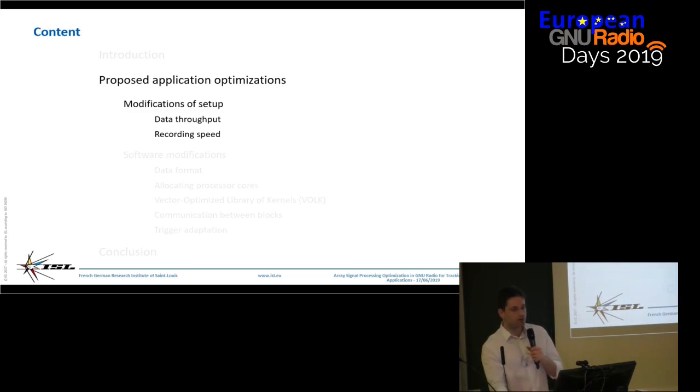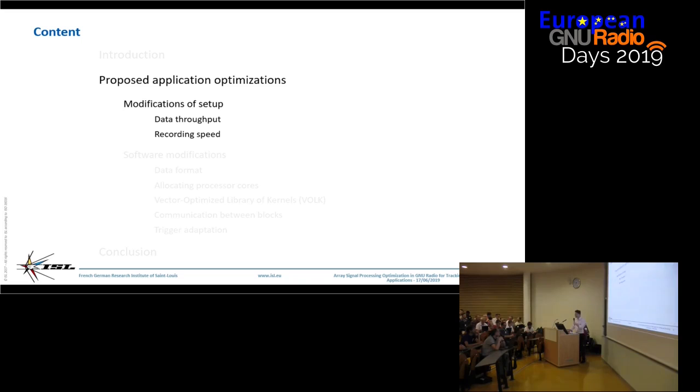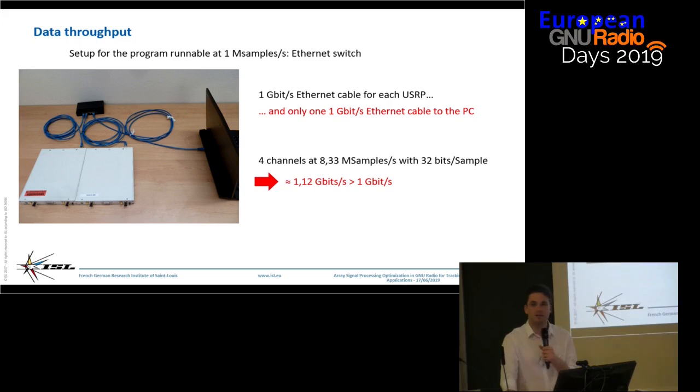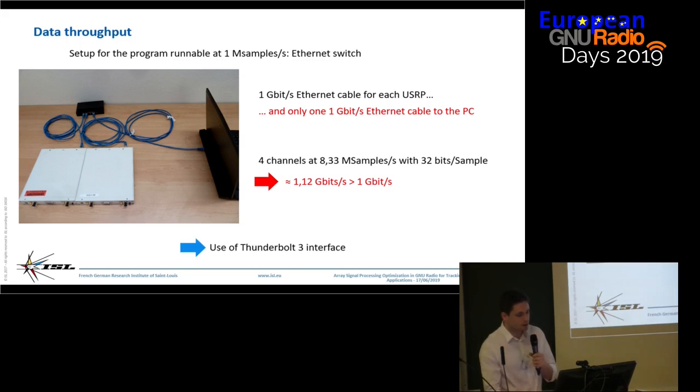Well, that brings us to questioning what we had so far. So first thing was, are we sure that our hardware setup will be able to handle the increased data throughput? So here you can see what we had been using in the first place, a simple Ethernet switch, and there's only one Ethernet cable, 1 gigabit, that was linked to the laptop. So if you do quick math, you will quickly conclude that's not going to be enough when you increase that sampling rate. So we decided to move on to a Thunderbolt 3 interface.